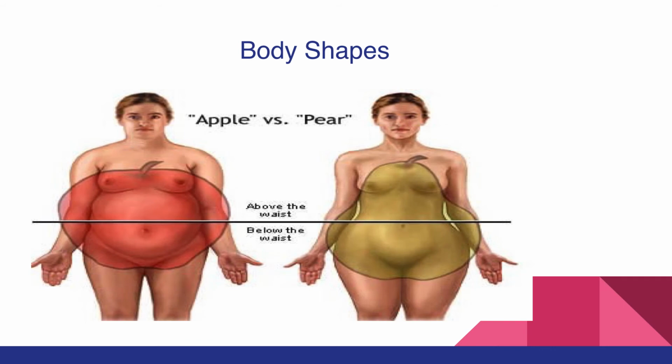And in this picture, two different body shapes are shown. On the left side it's an apple, and on the right side it's a pear-shaped body. It also shows the difference above the waist and below the waist in those body shapes.